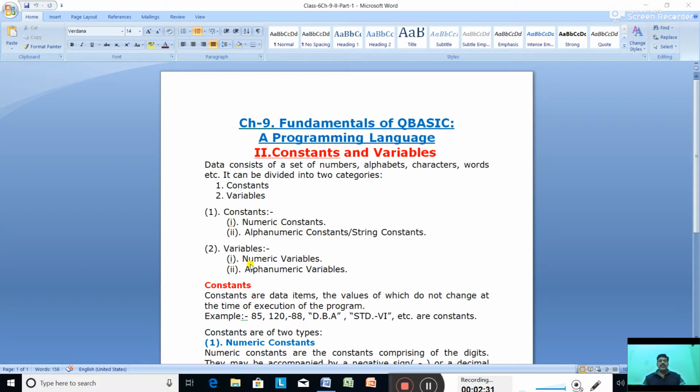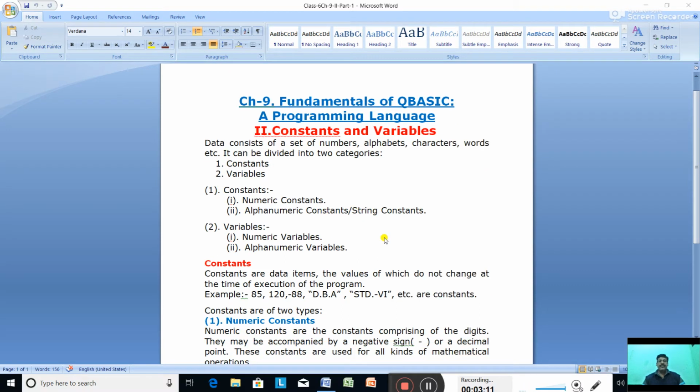Variables are also of two types, numeric variables and alphanumeric variables. Variables are how many types? Two types, just like constants, but they can change its value during the execution of the program. So the numeric variable stores the numeric constants, and alphanumeric variables store the alphanumeric constant. Numeric variables are used to accept or store numeric constants, and alphanumeric variables are used to store or accept alphanumeric constant. It is also called string constant.